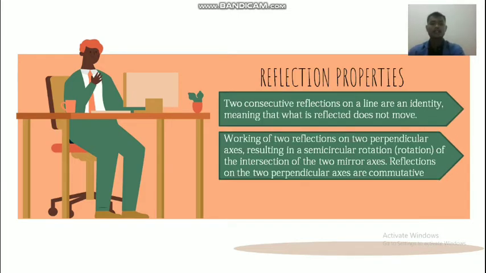And next, two consecutive reflections on the same line are an identity, meaning that what is reflected does not move. And next, two reflections on two perpendicular axes result in a half-turn rotation about the intersection of the two mirror axes. Reflections on two perpendicular axes are commutative.